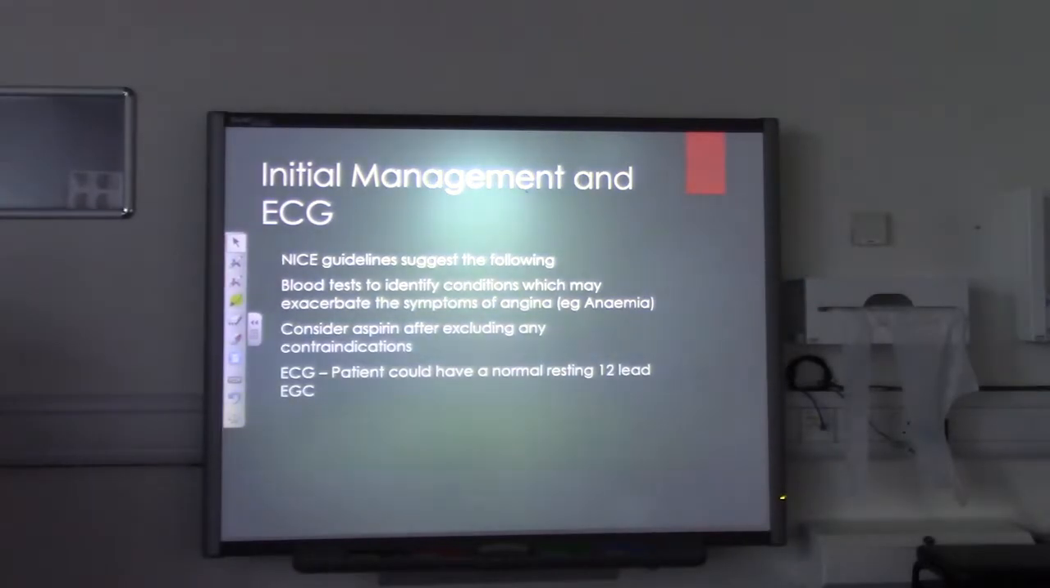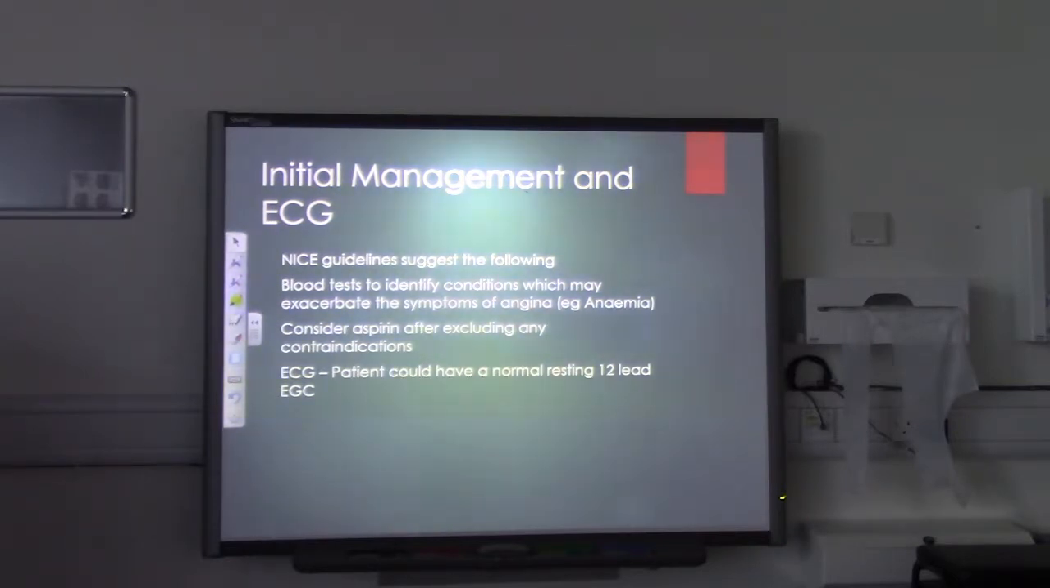Initial management and ECG. NICE guidelines suggest the following: blood tests to identify conditions which may exacerbate the symptoms of angina, so anemia. So again, if you've got low oxygen levels within the blood caused by anemia, then we may not be able to supply sufficient oxygen to the myocardium. If we've also got associated atherosclerosis, then this will compound the problem.